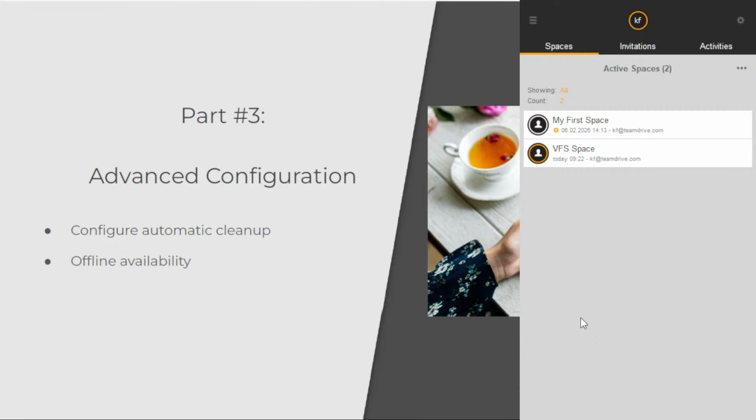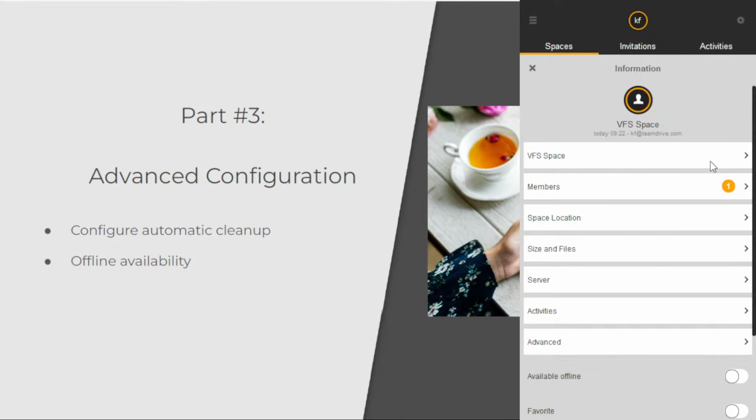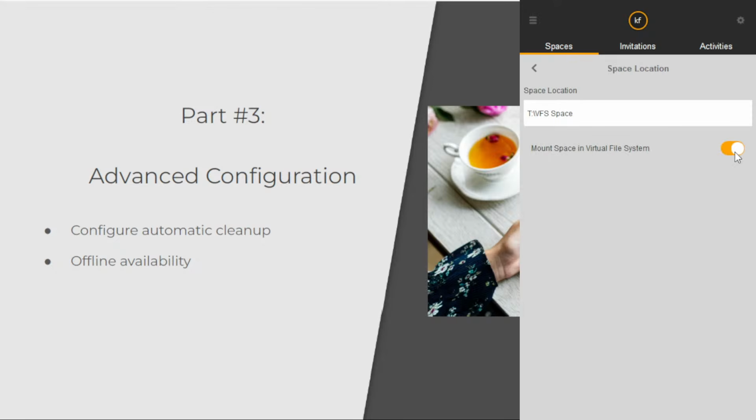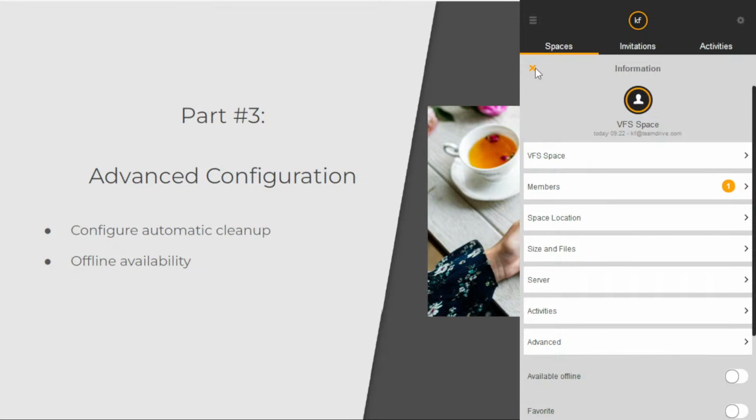The virtual file system is intended to be able to see the contents without having it stored on your local hard drive. So if for whatever reason you have the need to store everything offline available, then I would recommend disabling the virtual file system. For example, to do that, you would just go back to the info page, space location, and unmount the space from the virtual file system. And once you do that, the offline availability will automatically be turned back on and everything will be stored on your local hard drive, as per default, as the TeamDrive standard.